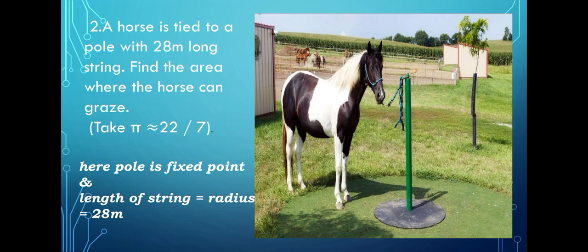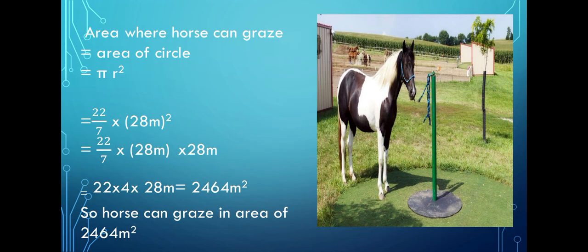Okay, so a horse is tied to a pole with a 28-meter long string. Find the area where the horse can graze. Take 22/7 as pi. Here the pole is a fixed point and the length of the string is equal to the radius, equal to 28 meter. Area where the horse can graze is equal to area of circle, that is equal to pi r squared, 22/7 multiplied by 28 meter square. You have to simplify 7 with 28, 22 multiplied by 4 multiplied by 28, that gives you 2464 meters square.